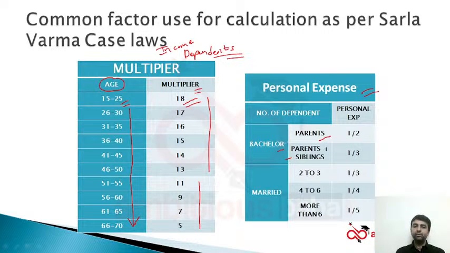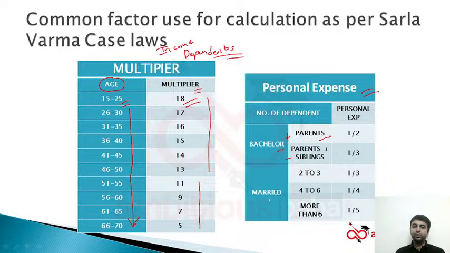Easy to remember. Bachelor plus parents means 2 people, so half for each, and bachelor plus parents plus siblings means 3 people, so 1 share for each. So siblings are not defined, like maybe now they have defined, I am not sure. It can be younger siblings who are not earning, or older siblings who are earning. But for examination purposes, if you find the word siblings, you have to take this factor, as simple as that.